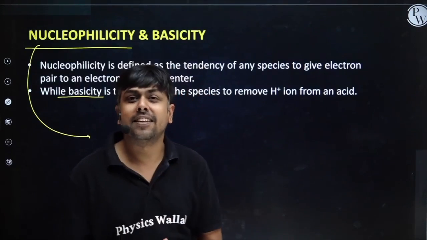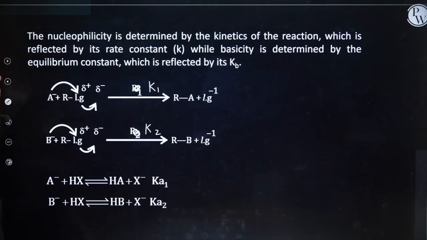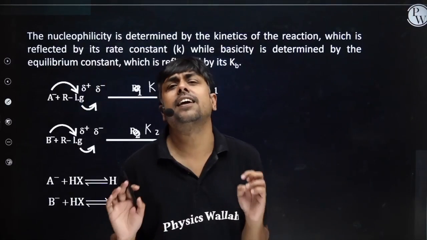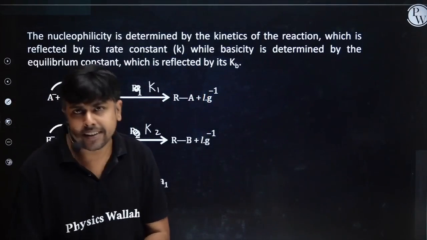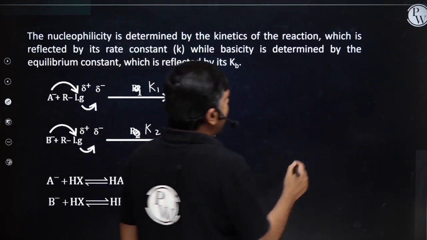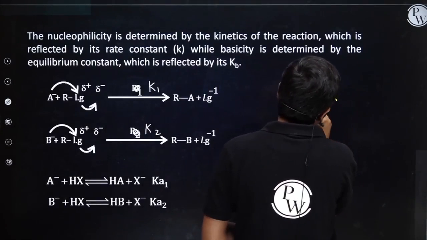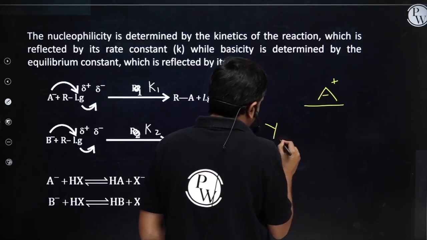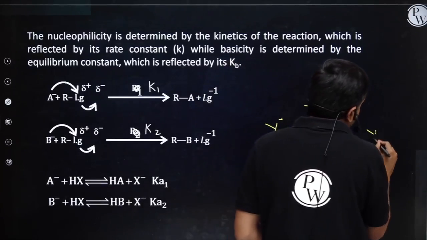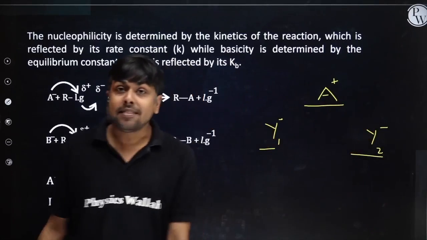Let's try to understand this nucleophilicity and basicity in detail. Students, basically nucleophilicity is a kinetically controlled process. Let us try to understand what we mean by the term kinetically controlled process. I have an electron-deficient center A positive. This is my electron-deficient center. Now I have two electron-rich species, Y1 minus and Y2 minus. The electron-rich species are referred to as nucleophiles.